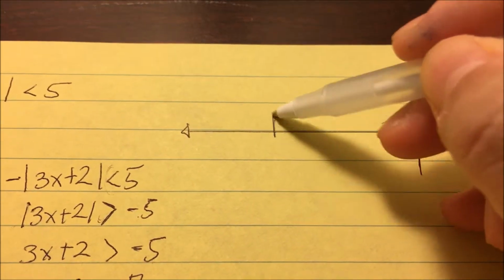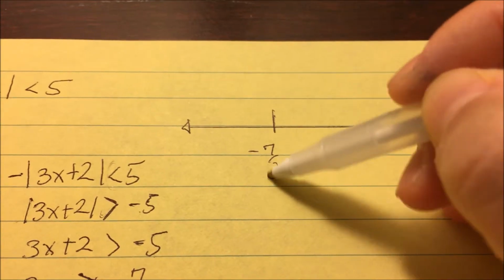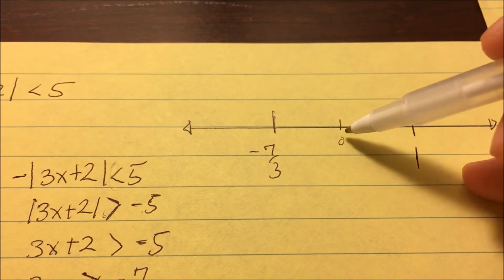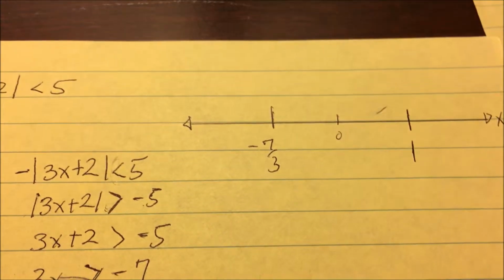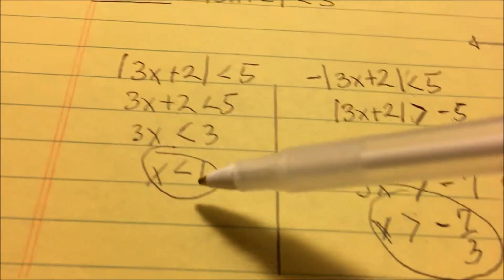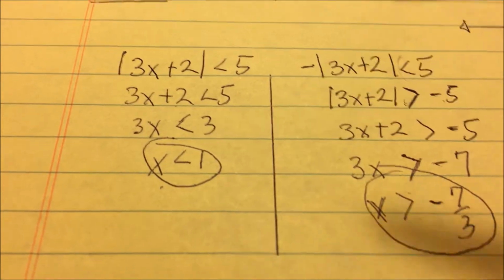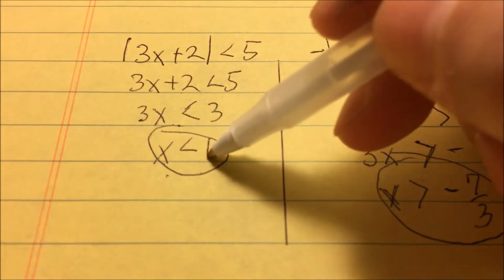So negative 7/3 is somewhere on this side. Obviously it's after the 0 mark right here. It's on the left side of 0. Okay. So when we do this kind of graph, we read it as x is less than. So we always read from the variable to the number.